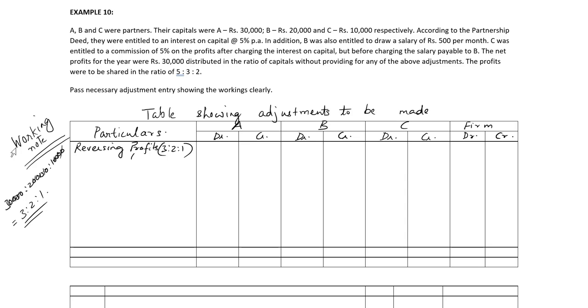The profit amount is rupees 30,000, which is given over here. So for reversing the profits, we need to debit the partner and credit the firm. A's reversal of profits is equal to 15,000. For B, it's 10,000. And for C, it's 5,000. Total 30,000 to the credit of the firm.